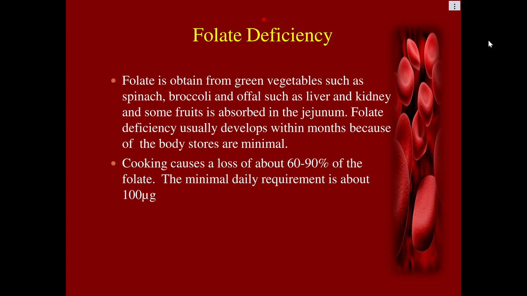Let's look at folate deficiency. This one is obtained from green leafy vegetables such as spinach, broccoli. So what you're talking about, green leafy vegetables, okay, and also liver and kidney, also in some fruits. And this one is usually absorbed in the jejunum. Now, folate deficiency usually develops within months because the body stores are minimal. Okay? Now, when you're saying that the body stores are minimal, as you're going to see in the next slide, it is usually about 3 months of storage of folate.